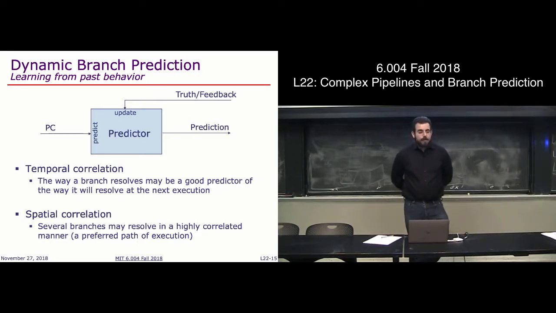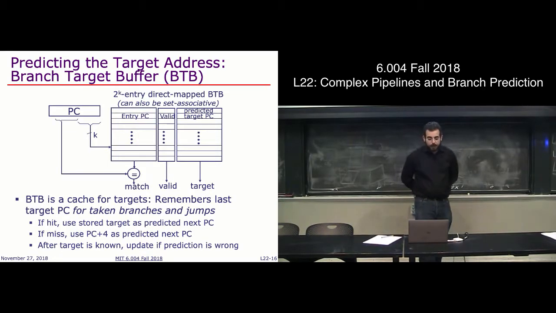Now, there are many different branch prediction strategies. I am going to focus on a very simple one that's actually very useful for the design project. And this is what we call the branch target buffer, or BTB in short. And so the branch target buffer is a cache for branch targets. So here's how it works. We take the PC at the beginning of fetch, we take some bits of the PC and we index into this table, right, which is basically a cache.